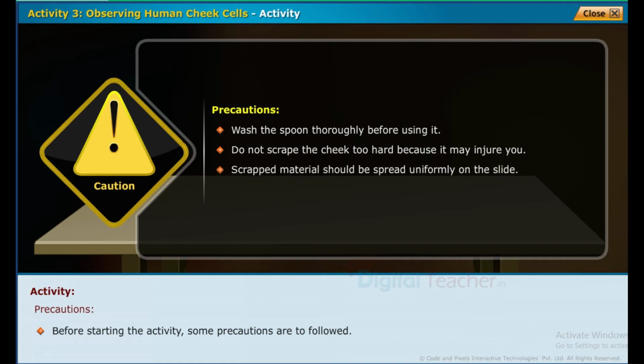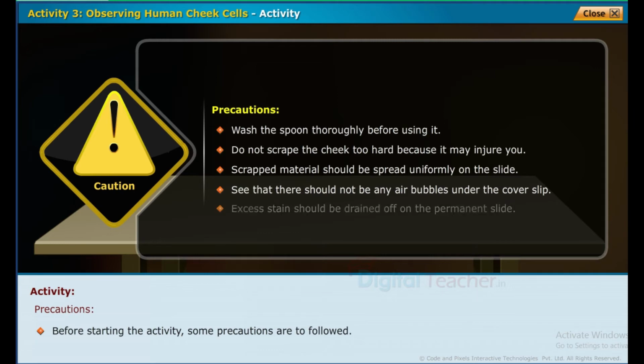Scraped material should be spread uniformly on the slide. See that there should not be any air bubbles under the cover slip. Excess stains should be drained off on the permanent slide. Now, let us do the activity.